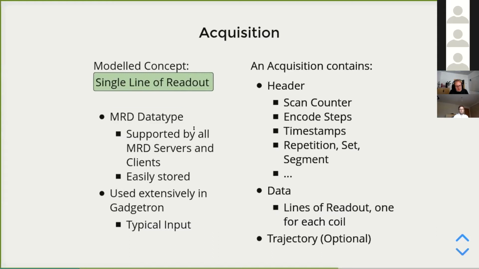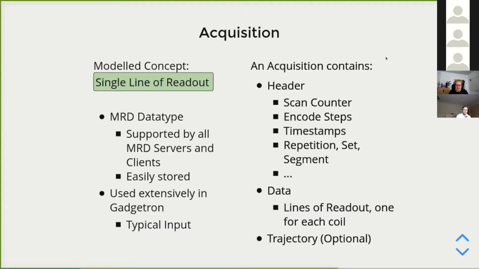It's an MRD data type, so it's supported by all the different clients, Gadgetron, everywhere. That in turn means it's also easily stored. It's used extensively in Gadgetron, so it's very popular as input to the reconstructions and the config files available in Gadgetron, both because it's easily stored, and also because scanners tend to produce them from their clients. So it's used a lot.